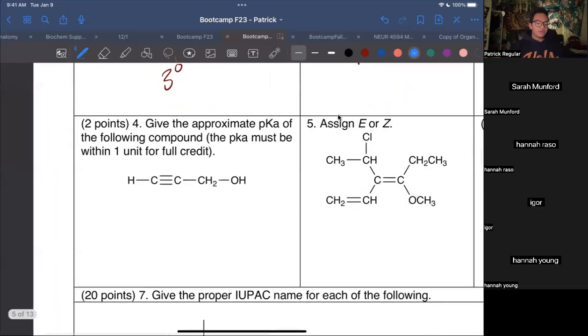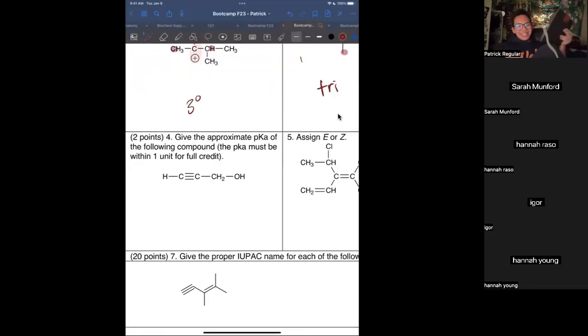Thank you. What is the approximate pKa of the following compound? All right. Did he knock out this pKa in the pKa table for you guys? Oh, oops.